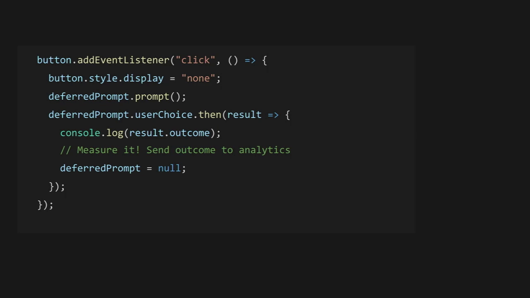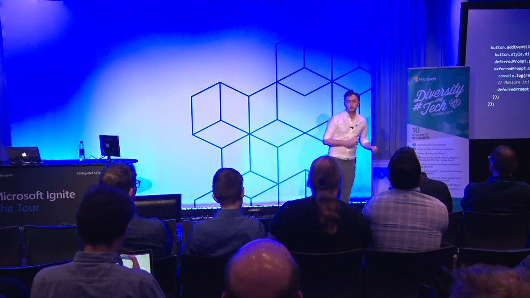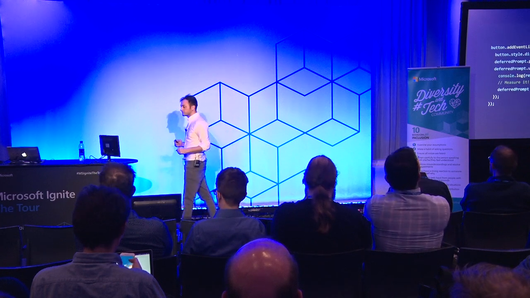And I have a button.addEventListener. This is the add to home screen button. So when the user clicks on add to home screen, then you call the prompt method, and then you will have a user choice promise that you can resolve, and you will have the result.outcome. The outcome will be, I think, either dismissed or accepted. And I really recommend you send this to your analytics so that you can understand the behavior of your users. And that's pretty much it for the app install banner.